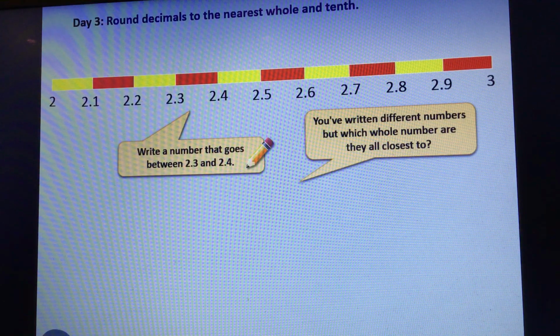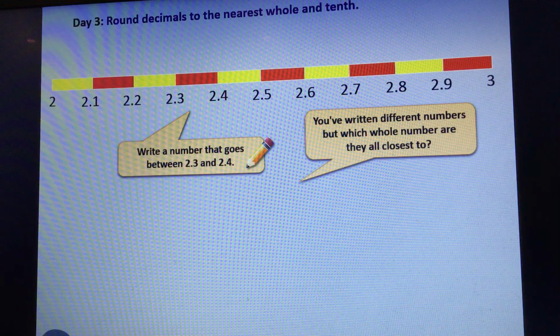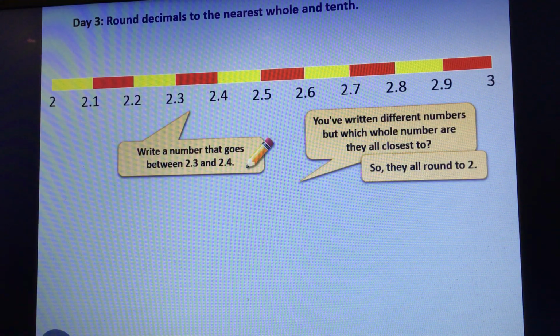Regardless, which whole number is it closest to? It's still closest to 2, isn't it? Because all of those numbers are less than 2.5. Okay? They all round to 2.